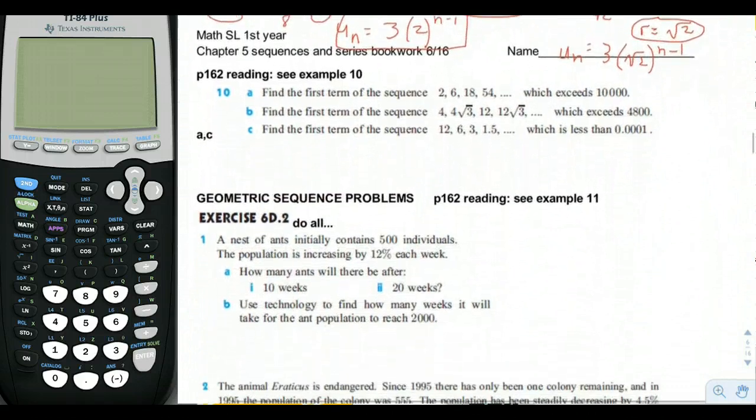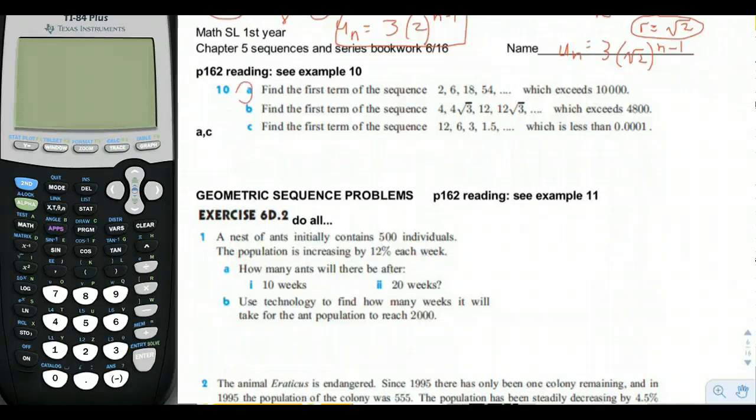Now let's look at 10. A and C. Find the first term of the sequence 2, 6, 18, 54, which exceeds 10,000. Okay, so first we would find the general term. The general term would be un equals u1 times r to the n minus 1, but we do know that u1 is 2. We do know that r is 3 just from looking at it, and we don't know what n minus 1 is. Now, un, we want it to be approximately 10,000, so we'll go ahead and put 10,000 in there. Now, we could just use algebra, and we'll figure out what n should be so that this works out.